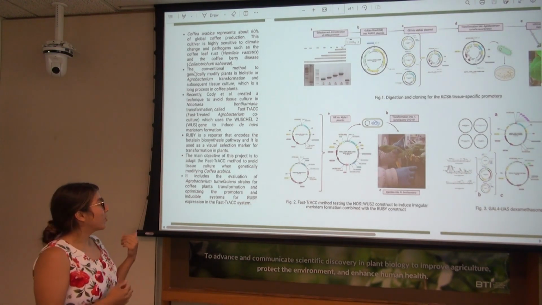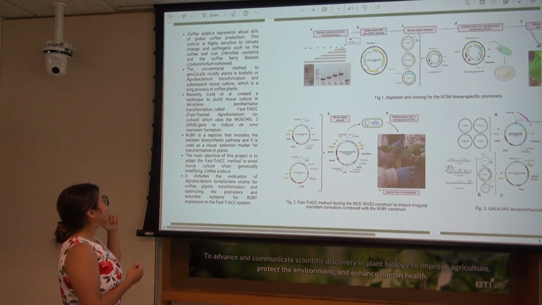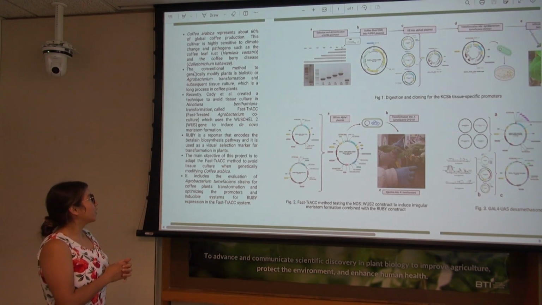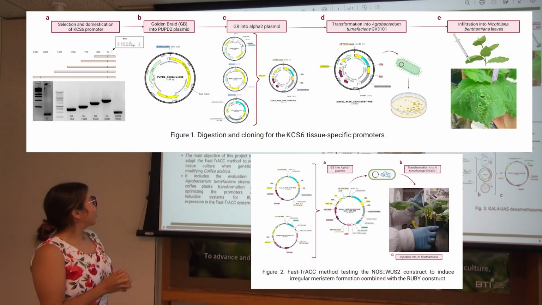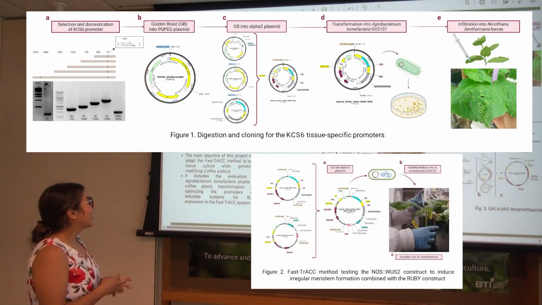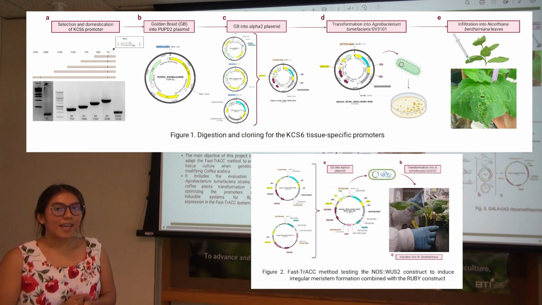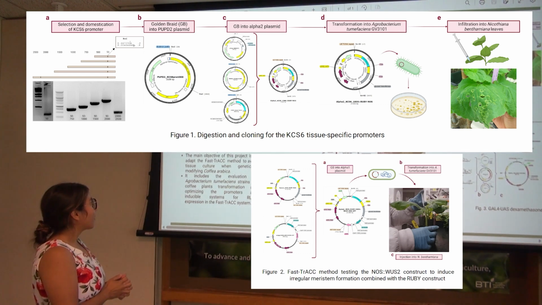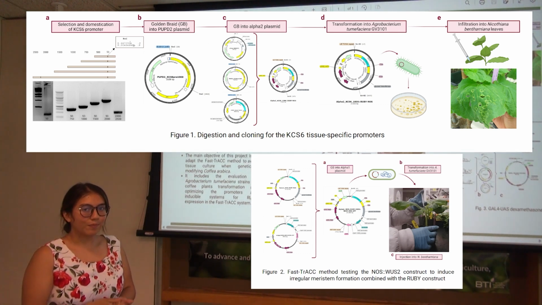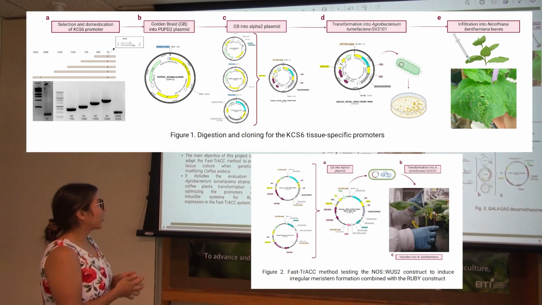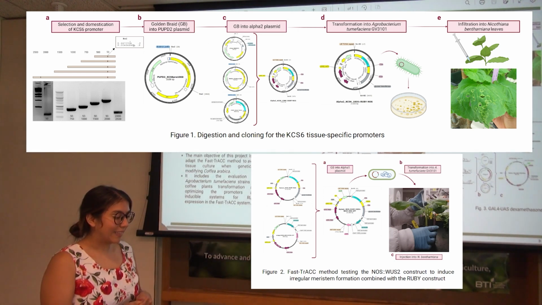Another important thing is that we use this construct, Ruby. This is a reporter that encodes the betalain biosynthesis pathway, and it is used as a visual selection marker for transformation in plants.